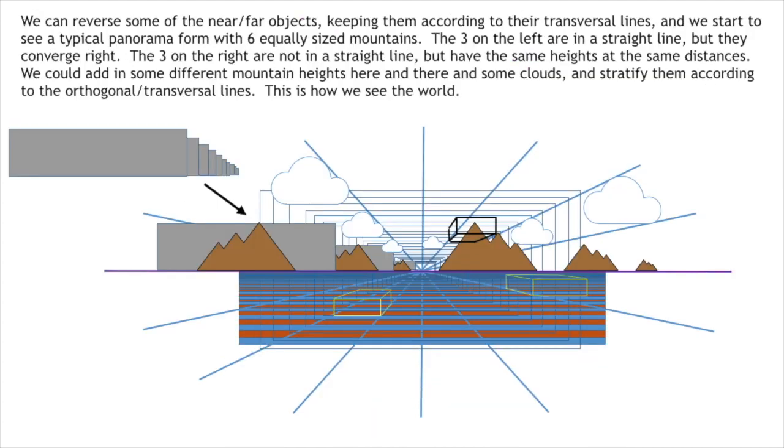But we can reverse some of the near and far objects, keeping them according to their transversal lines, and we start to see a typical panorama form with 6 equally sized mountains. The 3 on the left are in a straight line, but they converge right. The 3 on the right are not in a straight line and have the same heights at the same distances.